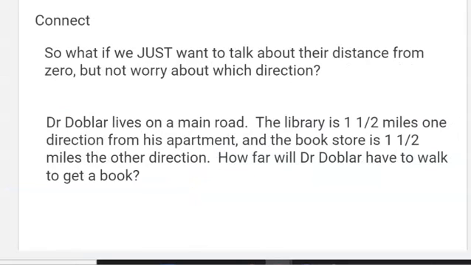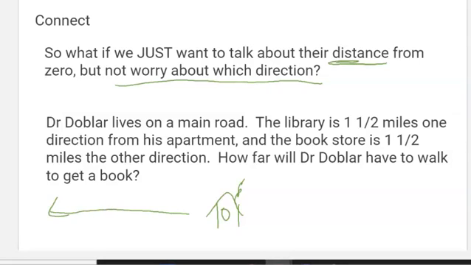What if I just want to talk about the distance, but not worry about the direction in a situation like this? Dr. Noble lives on a main road, true story. Here's me. The true story, the library is 1.5 miles one direction from my apartment. So if you think about me being like 0 on the number line, the library is more than 1 but less than 2 miles away. So it's like 1.5 miles that way. I guess that'd be the negative direction, right? And the bookstore, called Eagle Eye Books, great store, is 1.5 miles the other direction from my apartment.